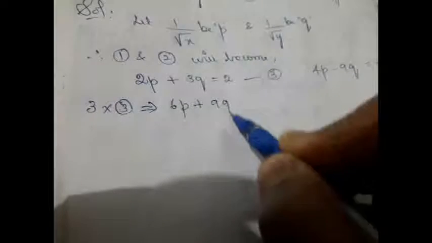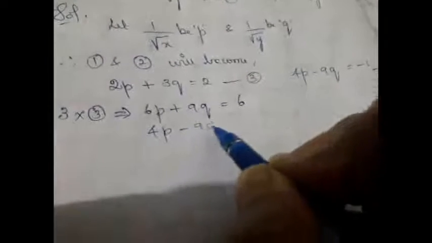And if you check the coefficients, here it is 3, here it is 9. So try to make this 3 as 9 or 9 as 3. So how can you make this 3 as 9? By multiplying throughout by 3. So I am going to multiply the third equation by 3. So 3 into the third equation will imply 3 2s are 6p plus 3 3s are 9q equals 3 2s are 6. And I am going to keep the fourth equation as such, 4p minus 9q equals minus 1. Now it is enough if you just add, so these two will get cancelled.